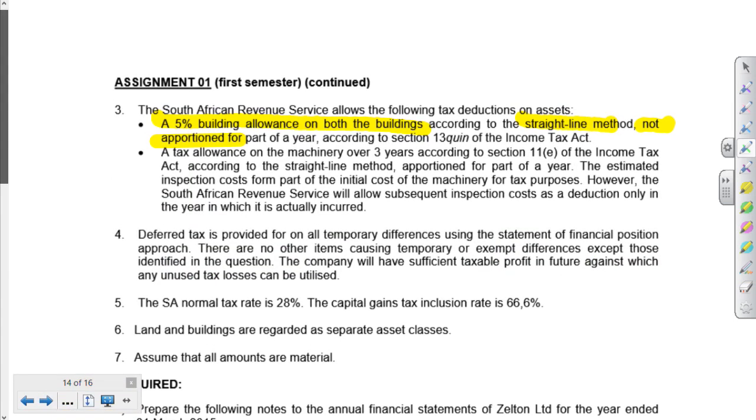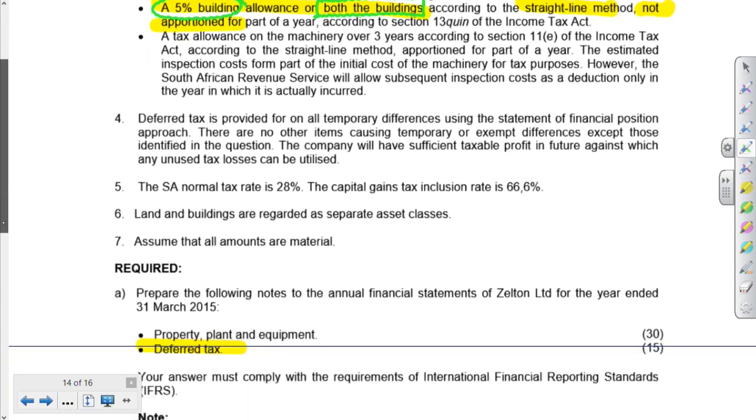If we look at the required, they tell us about the buildings. A 5% building allowance on both buildings. So both buildings are getting allowances from SARS. So there will be two pieces. If the building gets sold, two implications: a recoupment of the building allowance and then a capital gains tax. Deferred tax is on all differences.